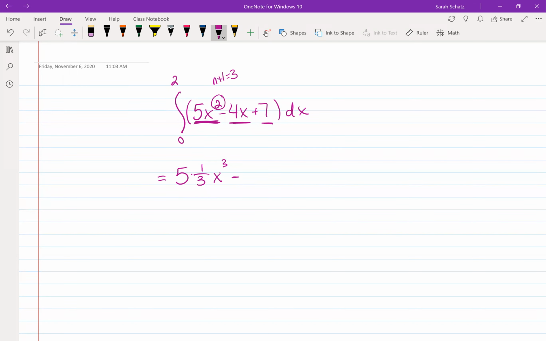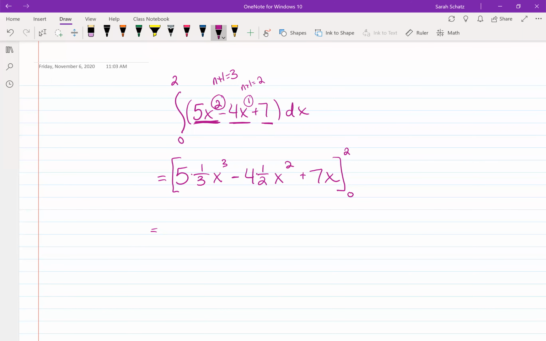Minus, this is for 4x to the first. So if n is 1, the n plus 1 in this case is going to be 2. So the 4 comes down. We get 1 over n plus 1, x to the n plus 1. And then remember with the constant, when you integrate or take the antiderivative, it just gets an x. Now, instead of having a plus c, remember on these, you're going to take this and evaluate it at 0 and also at 2.